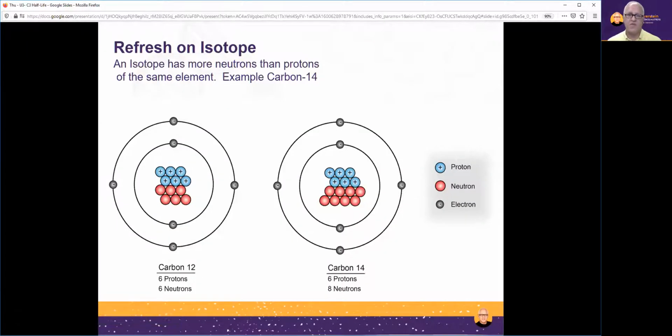Let's do a quick refresh on the isotope. Remember, an isotope has more neutrons than protons of the same element. So here, if we look at carbon, we have carbon-14 on the right. Carbon-14 has 6 protons and 8 neutrons. Carbon-12 is 6 protons, 6 neutrons. So carbon-12's ratio is 1 to 1. Carbon-14's ratio is greater than 1 to 1.